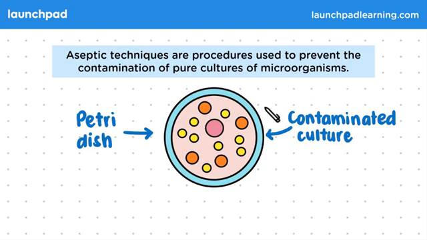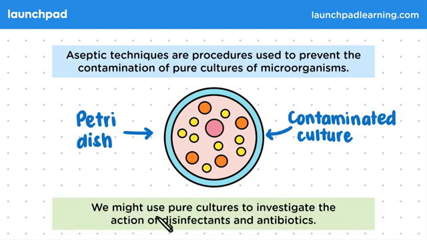A contaminated culture like this one would confuse experiments. We might use pure cultures to investigate the action of disinfectants and antibiotics. It's really important that the culture is pure. For example, if we're testing how well an antibiotic works against a specific bacteria, then contamination would lead to inaccurate results. So how do we prepare an uncontaminated culture using aseptic techniques?